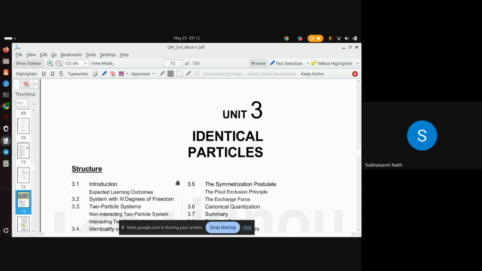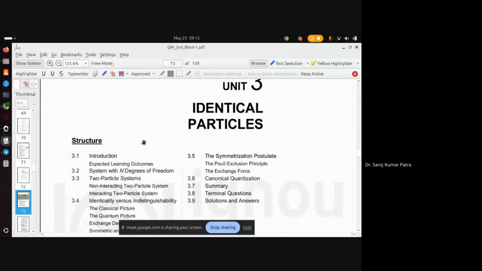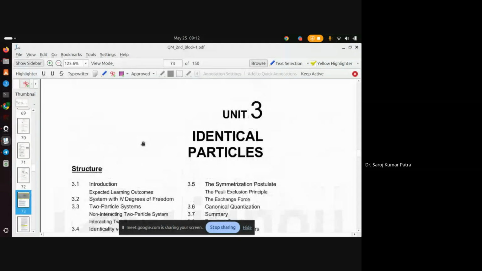You read one unit, and did not read the other. Okay, so it is important, because we will be developing on those two units, unit third. So this is basically about identical particles.